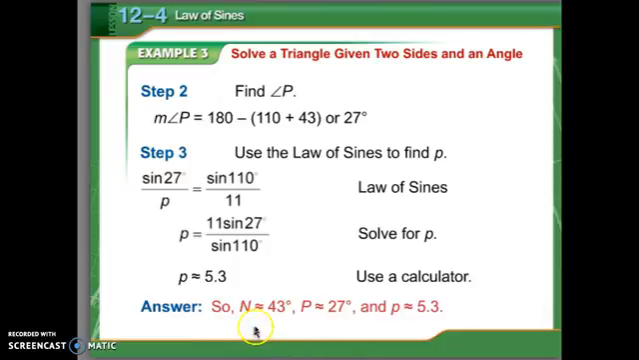So our final answer, we have N is about 43 degrees, angle P is about 27 degrees, and side P is about 5.3 units.